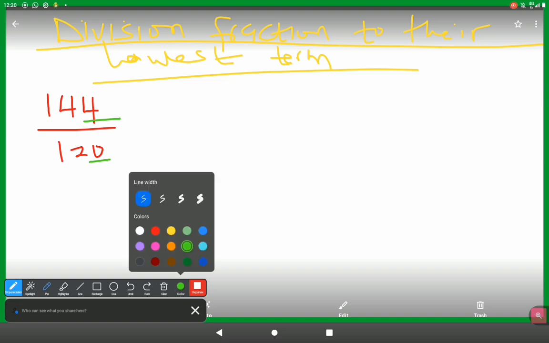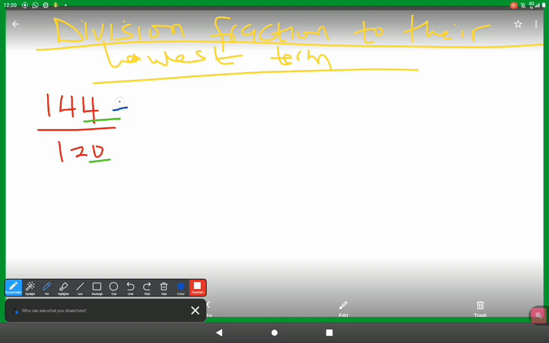Let's try that. I will divide this by 2, and I will divide this by 2. So what am I going to have? If I divide 144 by 2, let's start. 1 cannot divide 2, so I'll pick 14. 14 divided by 2 is 7. Then the rest is 4. The 4 divided by 2 is 2. So that gives 72. That means 144 divided by 2 will give you 72.